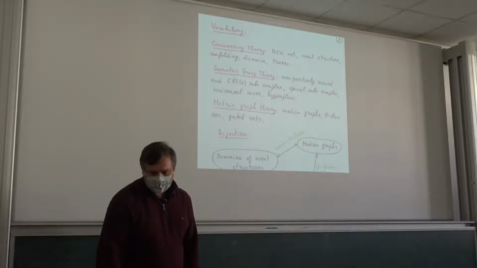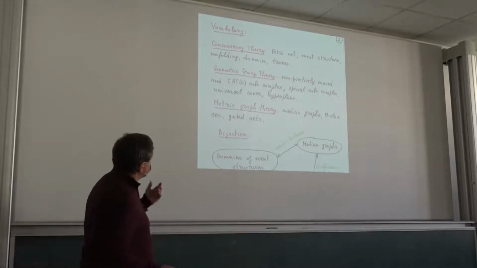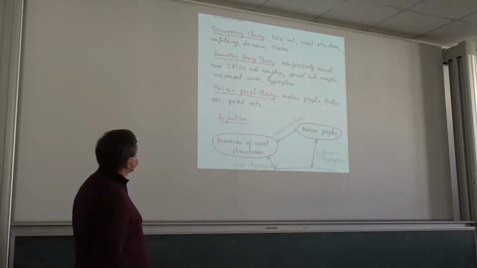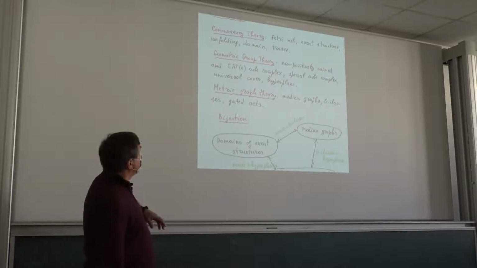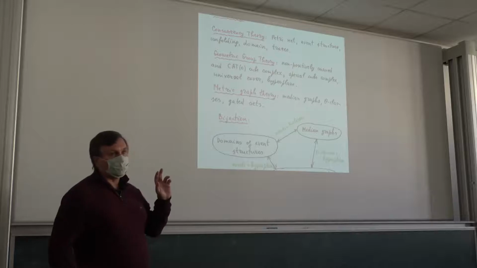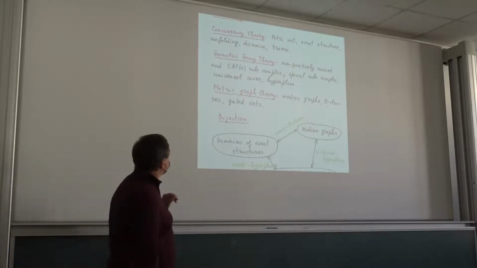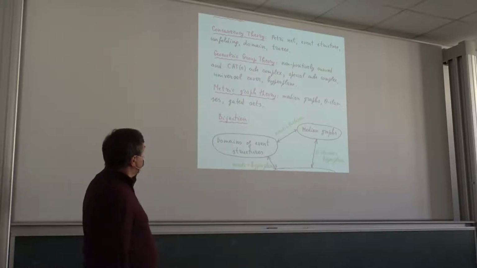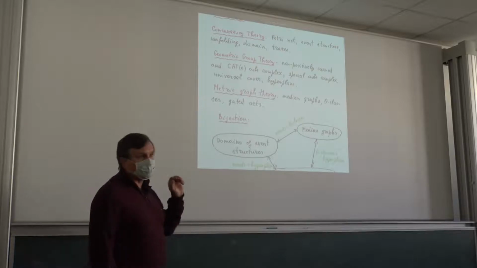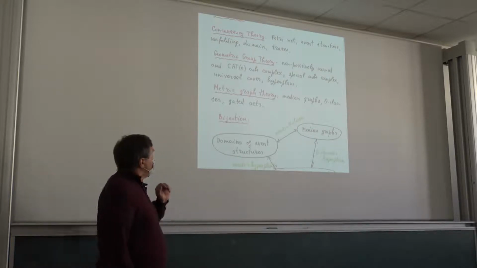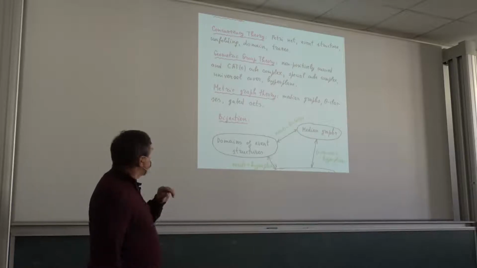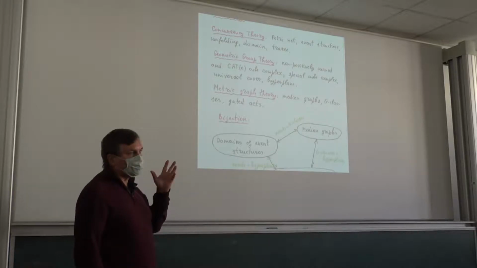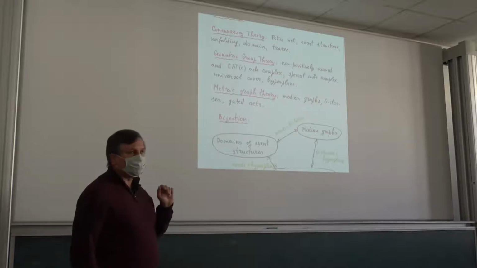The vocabulary: I have to explain notions from concurrency theory, like Petri net, event structure, unfolding, domain, trace, Mazurkiewicz traces; from geometric group theory, which are non-positively curved and CAT(0) cube complexes, special cube complexes, universal cover, hyperplanes; and from metric graph theory, which is median graphs and gated sets.